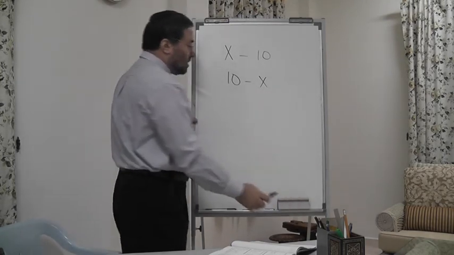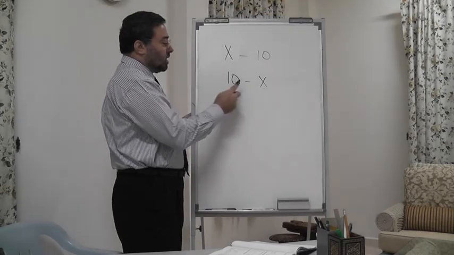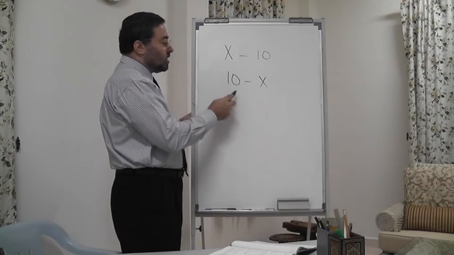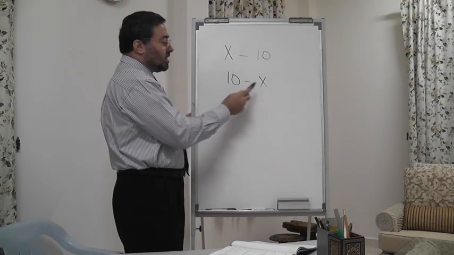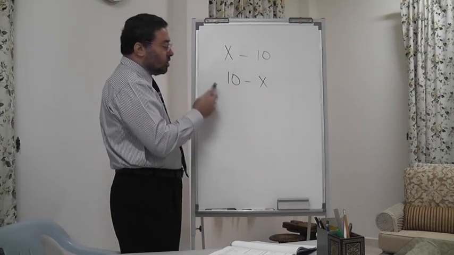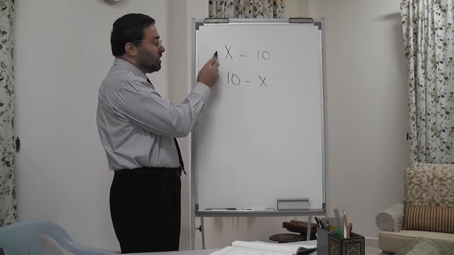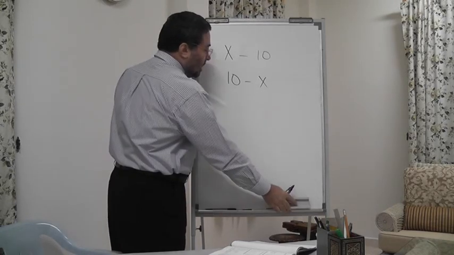This, we will say, the price of the book less than 10. The difference between 10 and the price of the book. 10 decreased by the price of the book. So this statement is completely different than the previous statement.